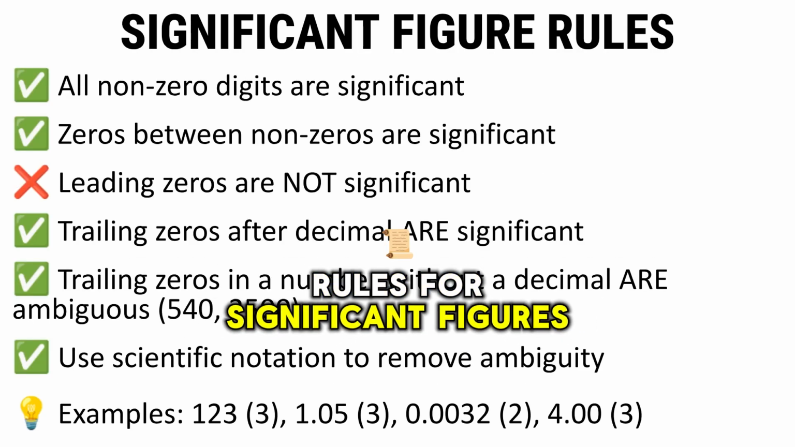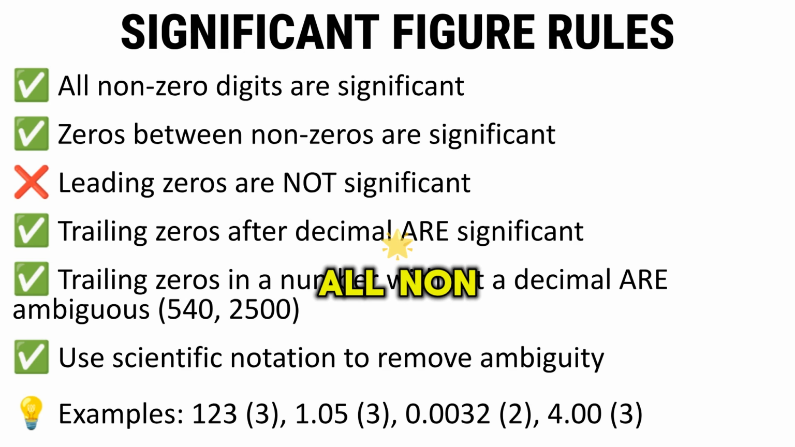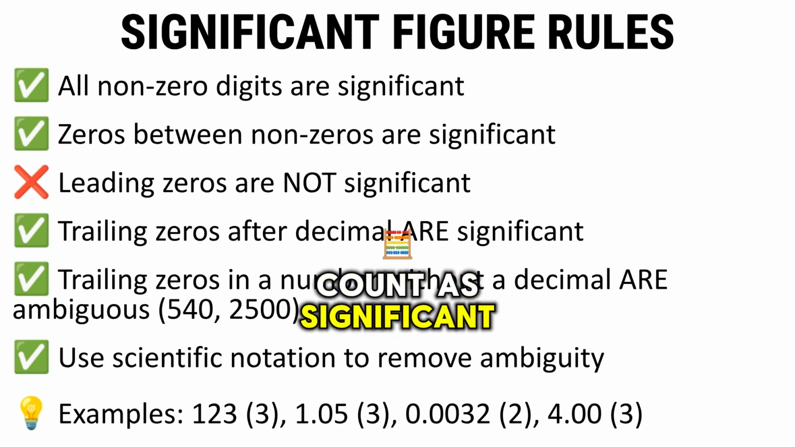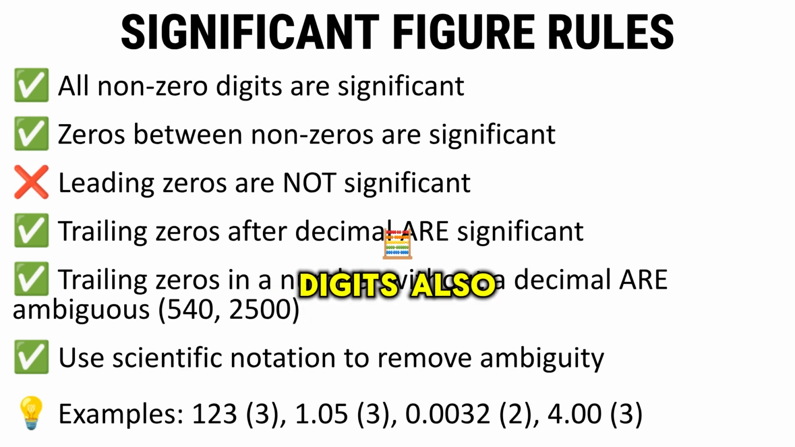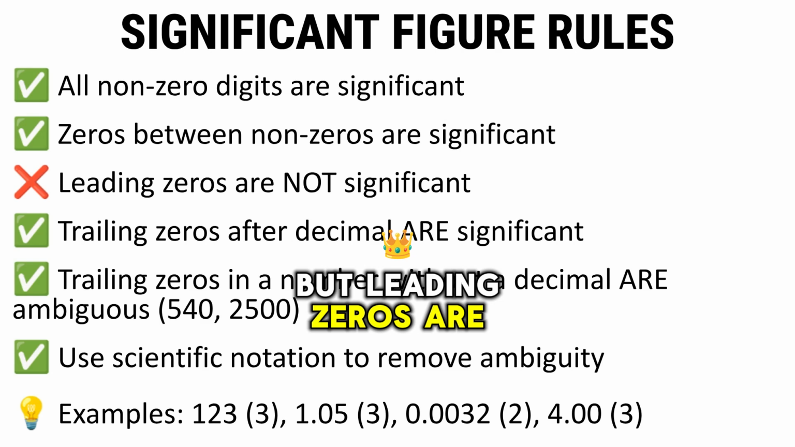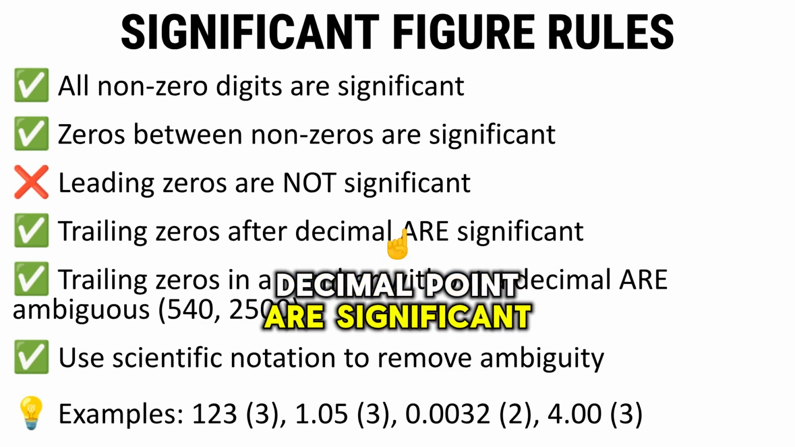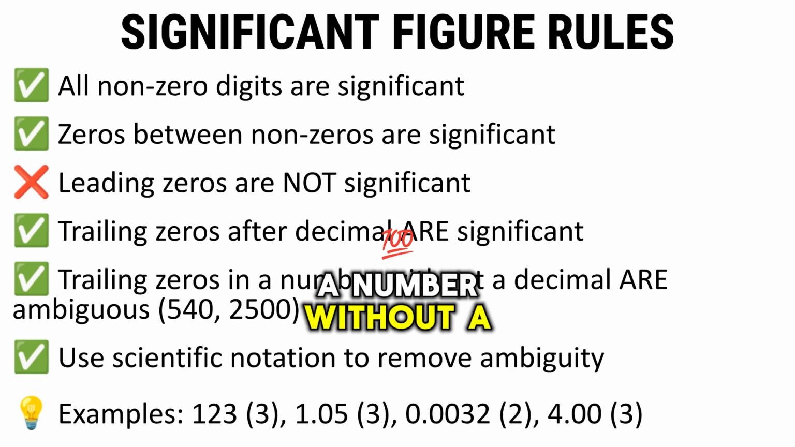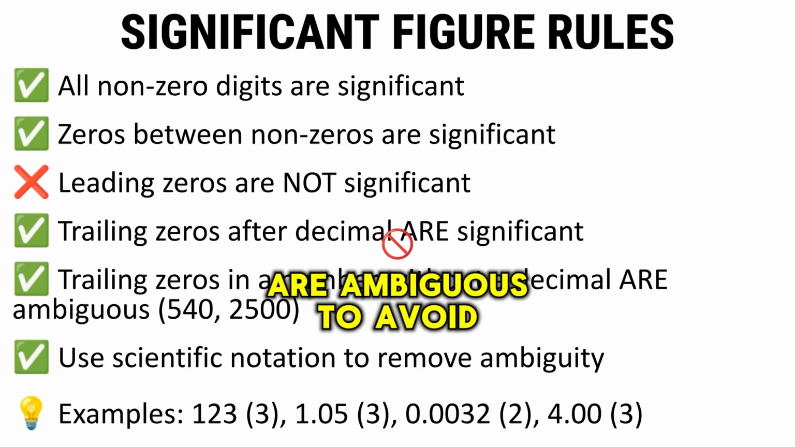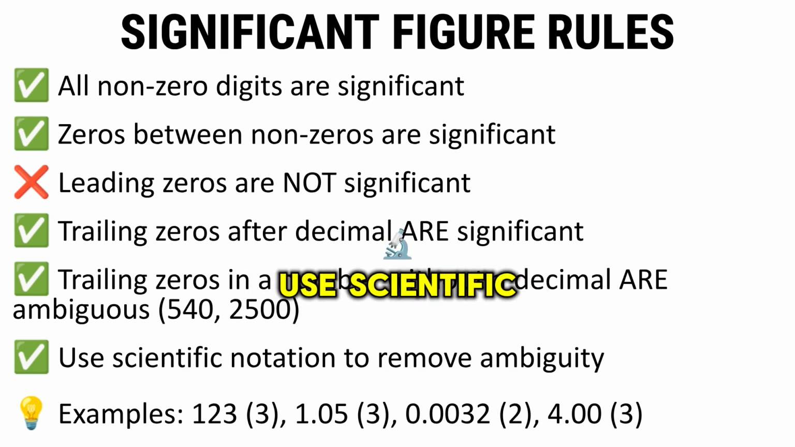Rules for significant figures. Here are the main rules. All non-zero digits count as significant. Zeros between non-zero digits also count. But leading zeros are not significant. Trailing zeros after a decimal point are significant, while trailing zeros in a number without a decimal are ambiguous. To avoid confusion, use scientific notation.